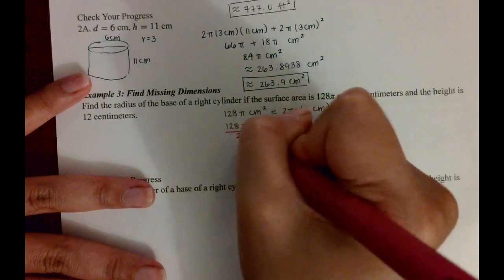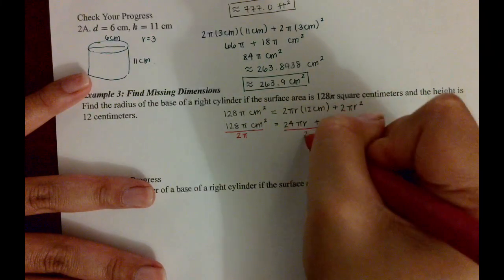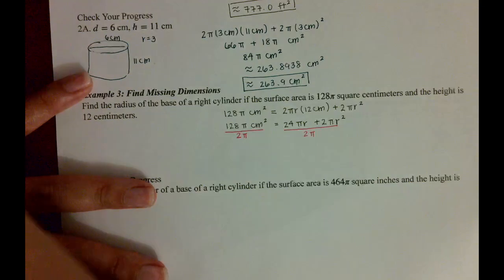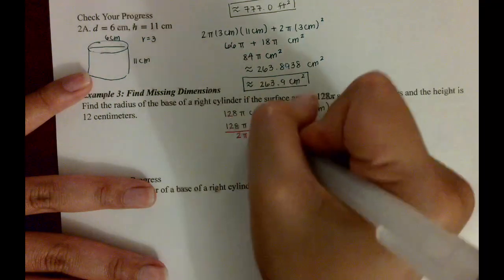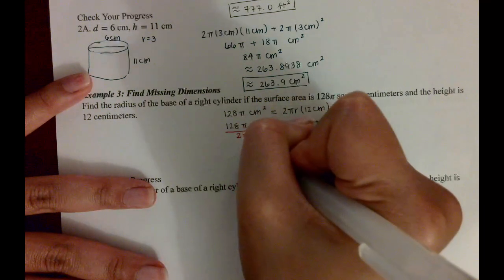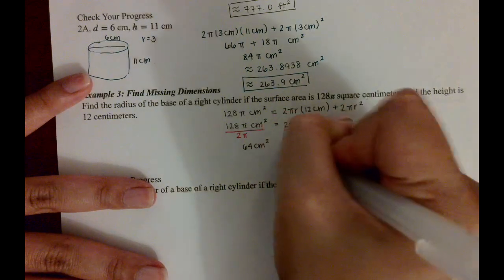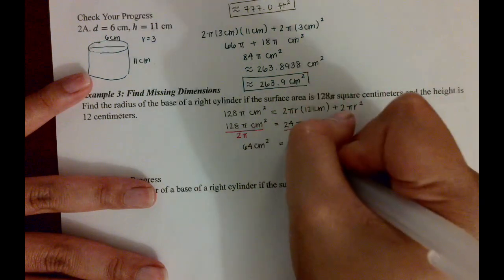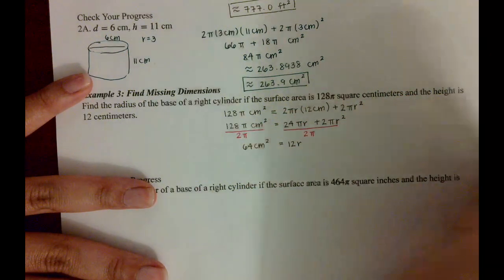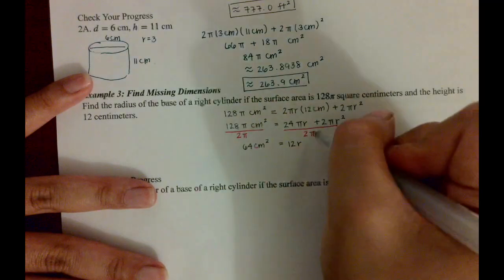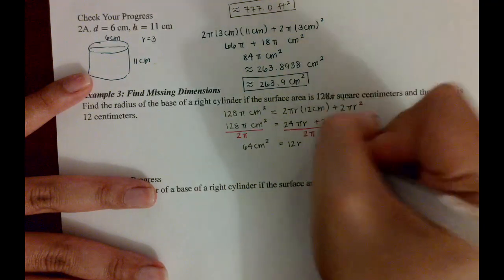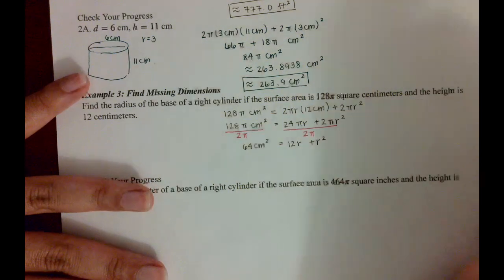So I'm going to divide both sides by 2 pi just to simplify it a little bit more. So 128 pi divided by 2 pi is now 64 square centimeters. 24 divided by 2 is 12. And then the pi and the pi cancel. And then 2 pi r squared divided by 2 pi is just r squared. There you go.